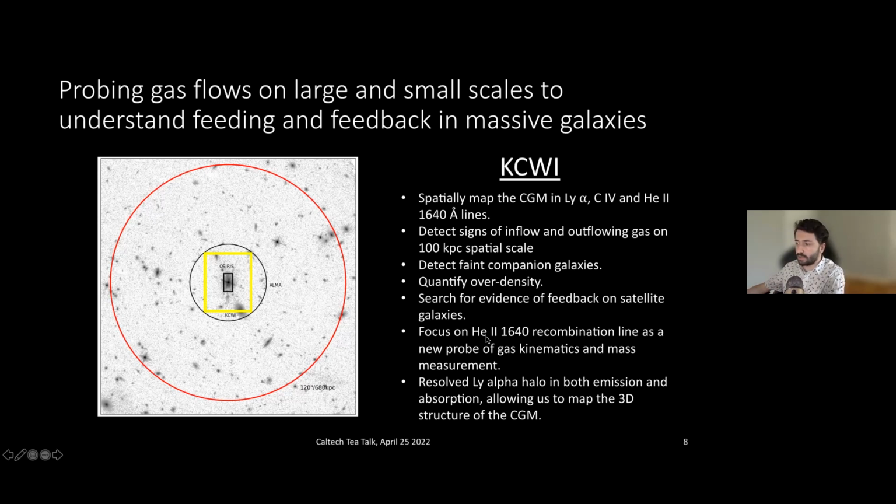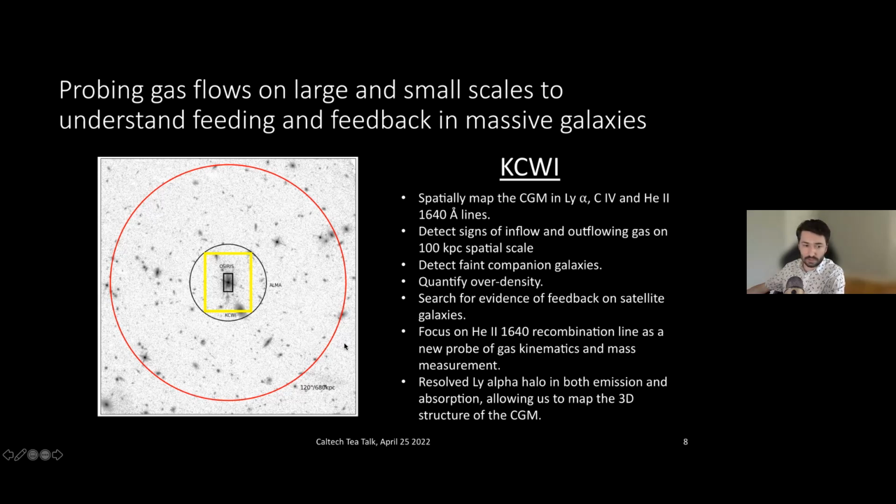And as I'll show you in a bit, while the focus has been on the helium-2 line, Lyman alpha has been very interesting in these sources as well, and has given us some information about the 3D structure of the circumgalactic medium.